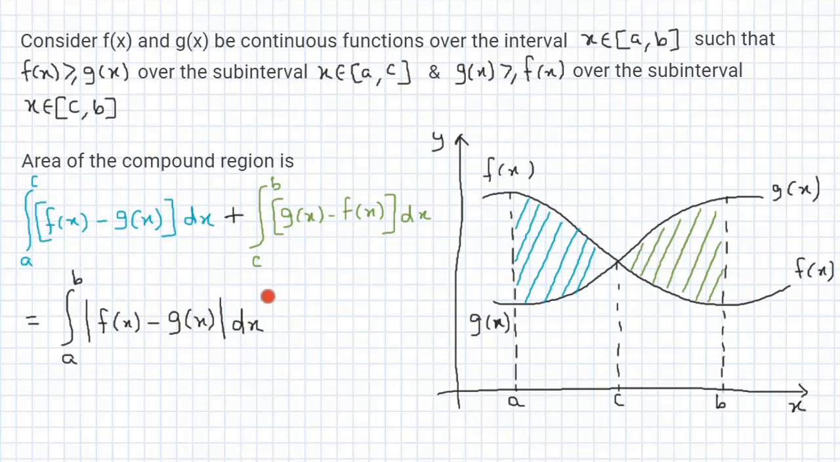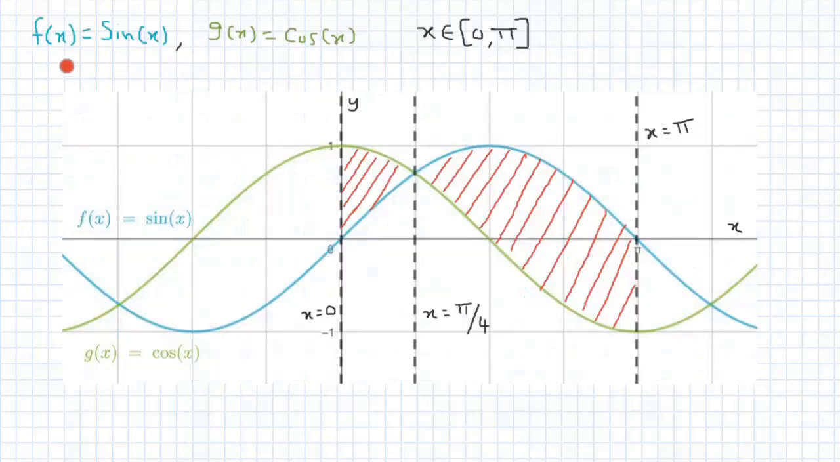Now we will move ahead and take an example. Let's consider function f(x) as sin x given by this curve and function g(x) as cos x given by this curve, and we will evaluate the area over the interval 0 to pi given by these two vertical lines. Now as you can see, these two curves intersect at x equal to pi by 4 over the interval 0 to pi, and we will evaluate the area of these regions, and for that I'll use GeoGebra.